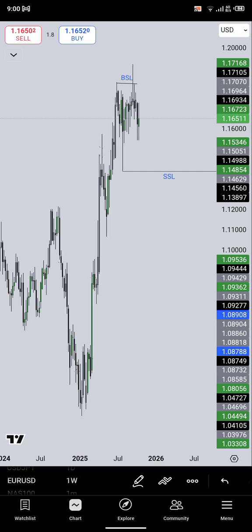So, this is my trying to do my analysis for the week, and as we all know, in a couple of hours the market is going to open.